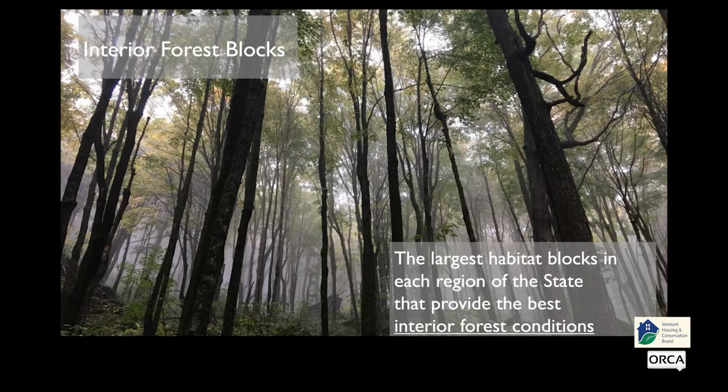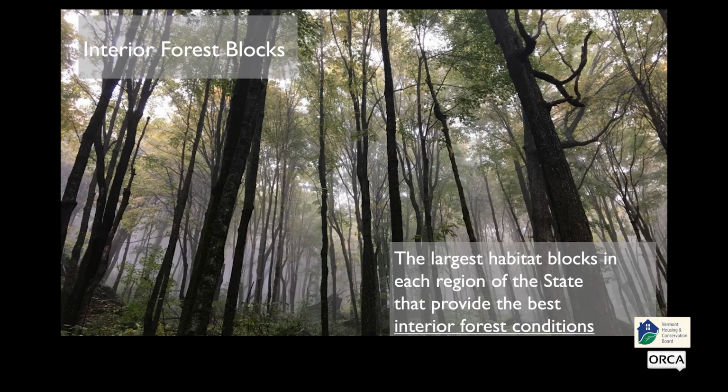Starting with interior forest blocks, which I think are the most intuitive part of Vermont conservation design. We mapped the 4,000 forest blocks around the state, and then we looked in each region of the state using Vermont's biophysical regions. There's 9 biophysical regions, things like the Champlain Valley, the northern Green Mountains, the southern Vermont Piedmont, the northeastern Highlands. I might as well just name them all, but you get the idea.